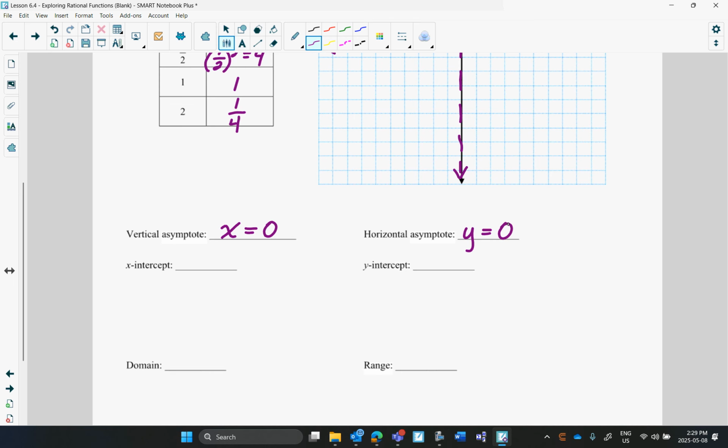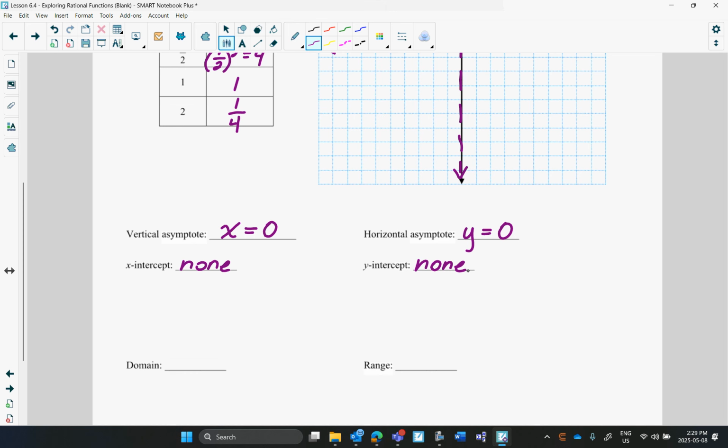The intercepts we can pull off the graph. Where does it cross the x-axis? It doesn't. So there is none. Where does it cross the y-axis? It doesn't. So that is none as well. I left space for work here, but we don't need to in this case.